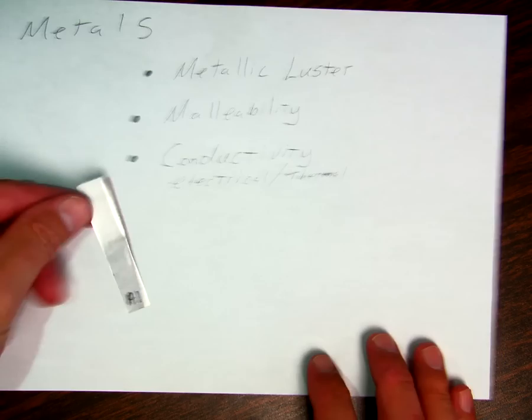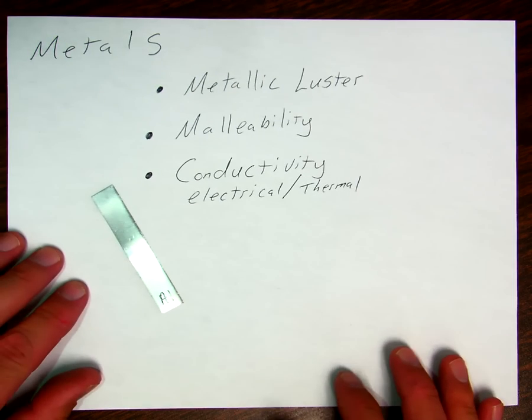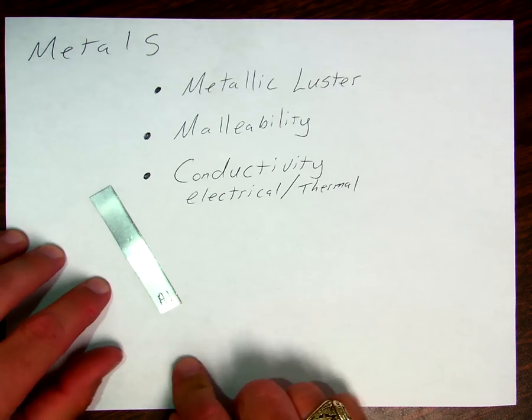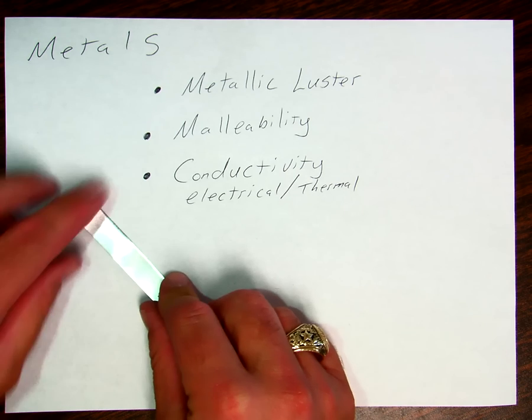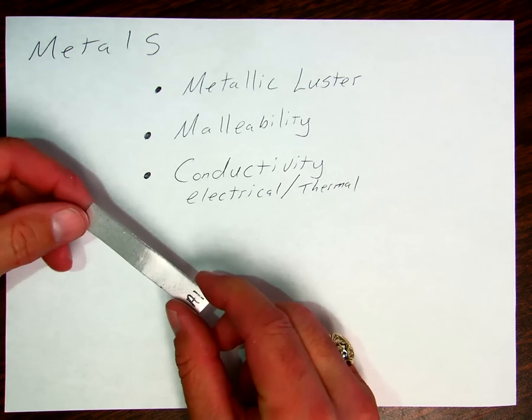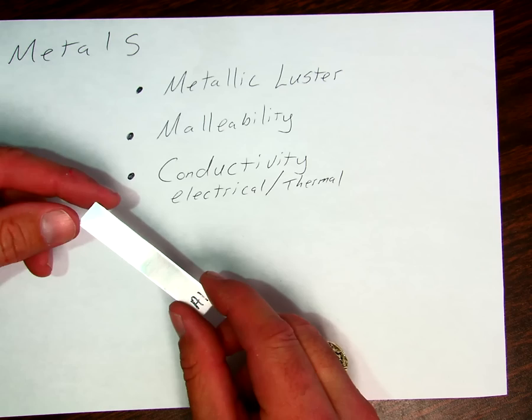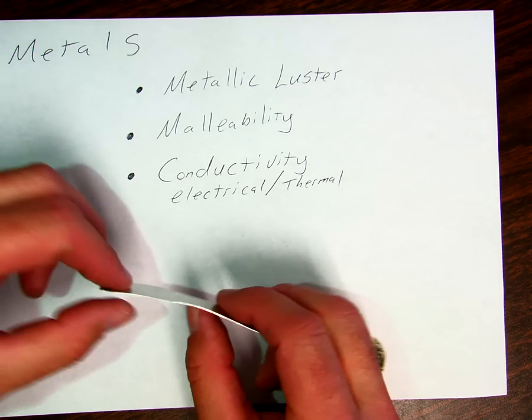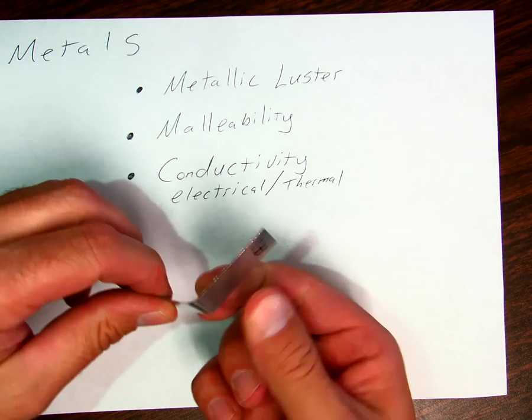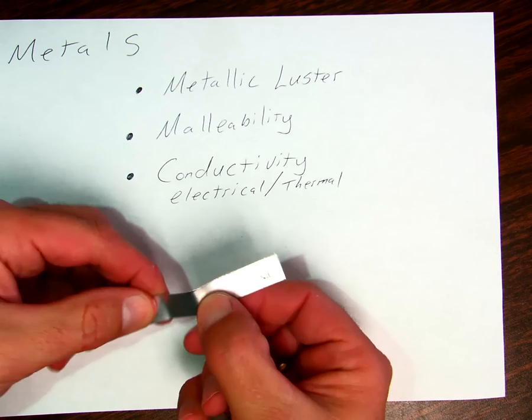And let's just start out with something simple. Again, this was from the 6th grade lab you guys did a couple years back. Obvious things, metallic luster. So this is shiny. If I tilt it just right, it's reflecting that light, so we can say, yes, this does have a metallic luster. This can be easily bent, so it's definitely malleable.